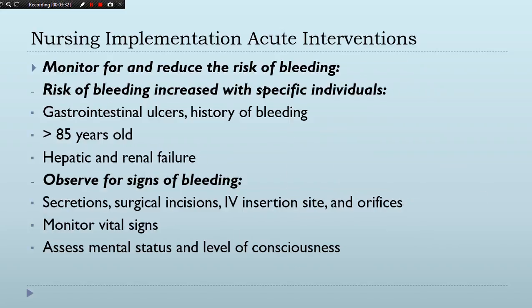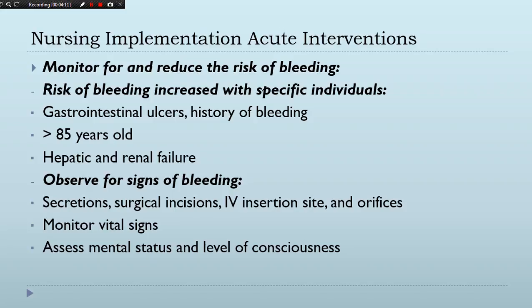So some things that we might do to monitor for and reduce the risk of bleeding is we're going to identify that there are specific populations that are increased risk for bleeding when they're on anticoagulants. And in some cases, these patients may not be put on anticoagulants. They may have to look at other treatment options. Patients who have a history of GI ulcers or peptic ulcer disease may not be good candidates for anticoagulants. We may not be able to put them on there. A history of recent significant bleeding, they may not be able to go on Coumadin or heparin.